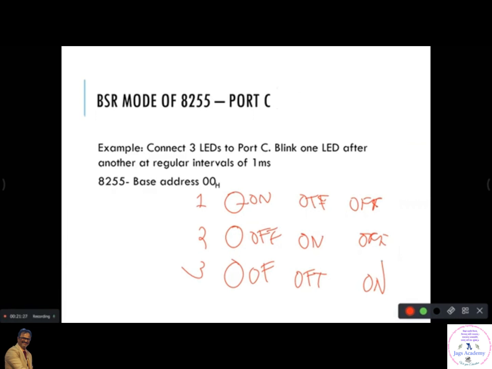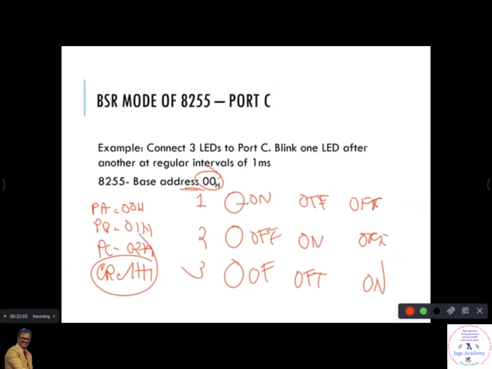Here, no hardware, only program, using bit set reset mode. And see, the base address starts from 00H. That means port A is 00H, port B is 01H, port C is 02H, control register is 03H. Now here, since it is bit set reset mode, you are going to use only the control register, right? Yes or no?